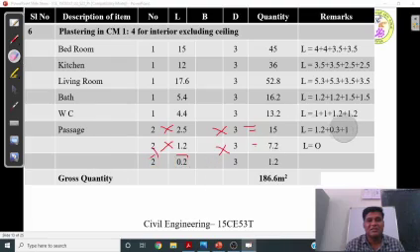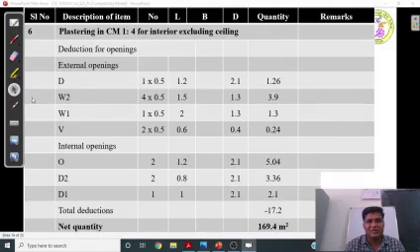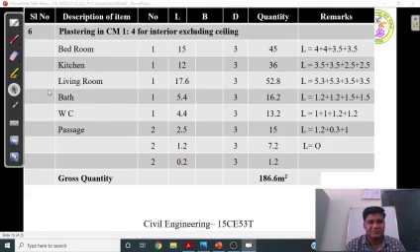In this manner, all the plastered wall surfaces will be added, and the gross quantity after adding all these will become 186.6 square meters. Again, here also you have to deduct the openings, that is the windows, ventilators, and doors.